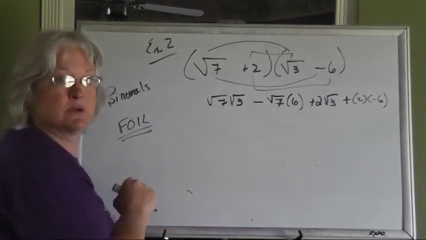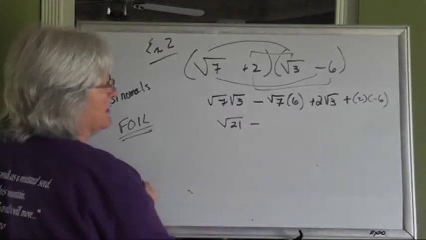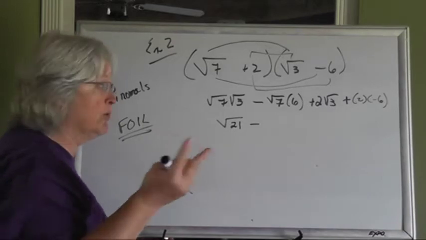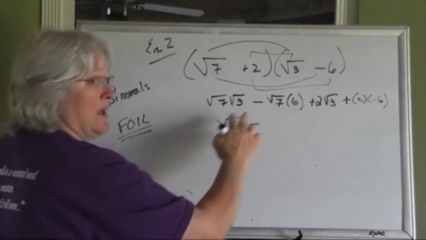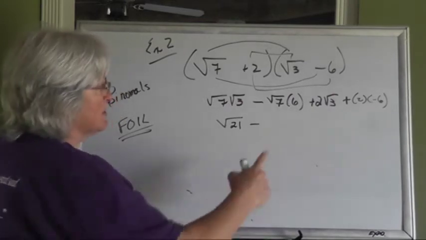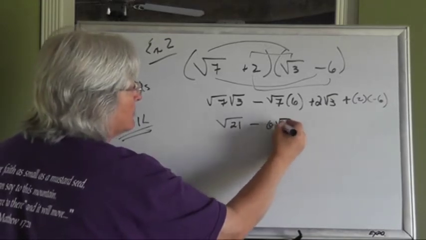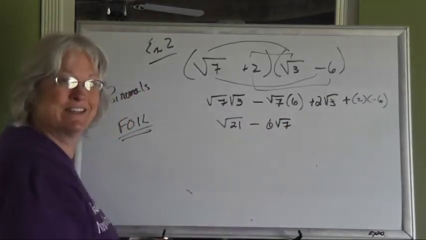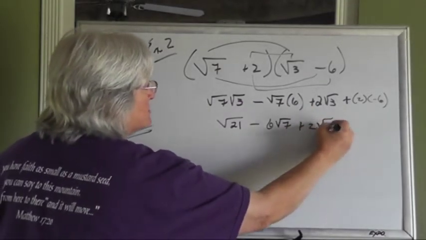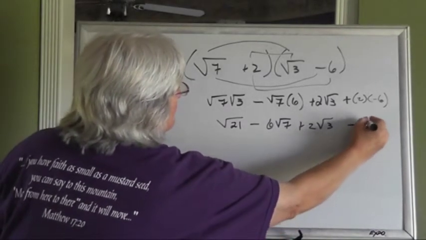Square root of 7 times the square root of 3 using our product rule becomes the square root of 21. Minus, we have 6 times the square root of 7. We want to put that in proper order. Since these are two factors, it doesn't matter if you have the square root of 7 first or the 6 first. But since we want to put our rational factor first, we're going to change that to minus 6 times the square root of 7. Plus 2 times the square root of 3, there's nothing you can do. Plus 2 times the negative 6 is minus 12.